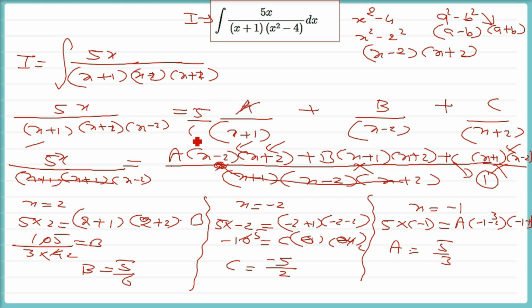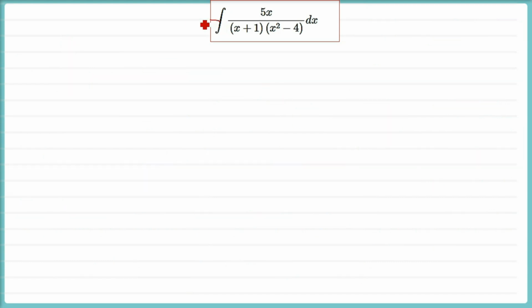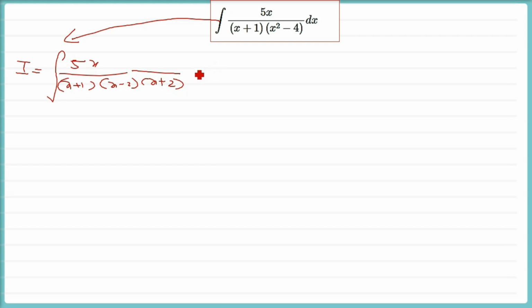Now put it here. A is 5 by 6, B becomes what? Whichever way, A, B, C we have computed, and just put it there. When we place this A, B, C, this integration becomes like this. So 5x divided by x plus 1 into x square minus 4, you can write, or you can write x minus 2 into x plus 2, it's one and the same thing. This integration will be equal to, so A was 5 by 3.